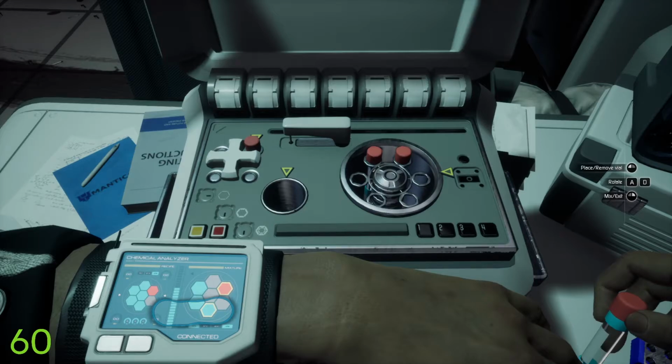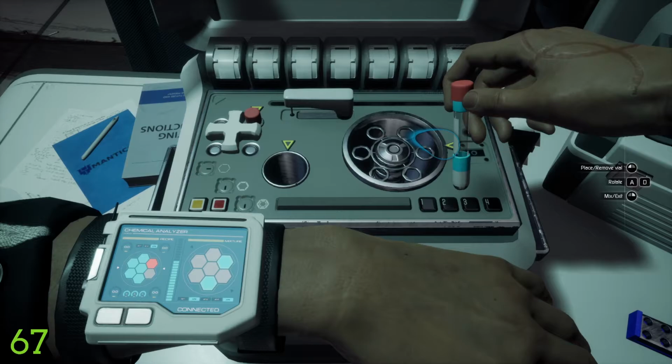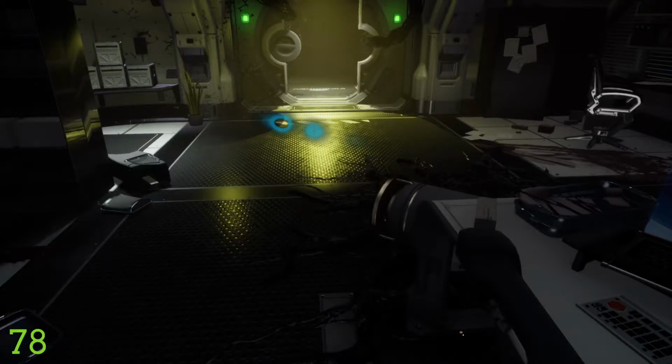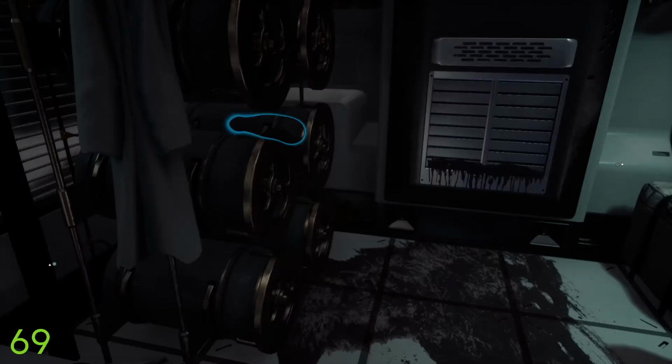Okay, I need to not have them in. I need to look at all of them at once. Maybe I don't have enough. The vials I found won't be enough to make the compound. There must be more of them around here. Are they around here, or are they around the base?